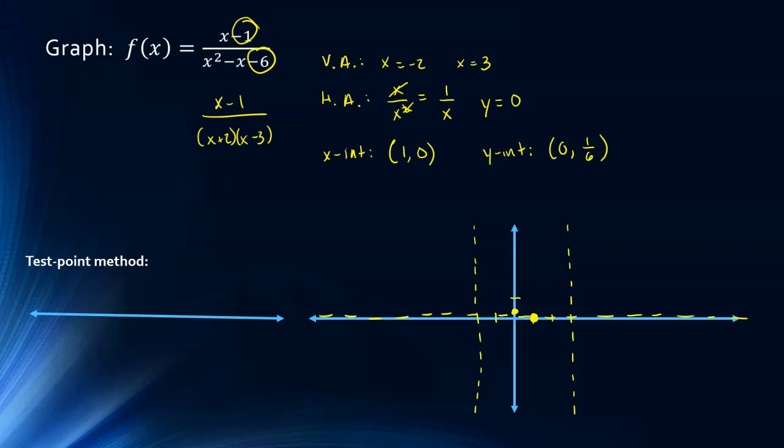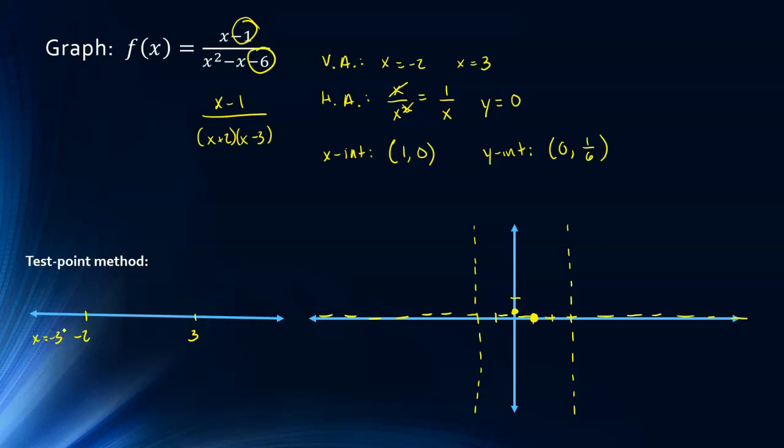All right, so now let's sketch this graph. So the first thing we need to do is we need to figure out where is the graph positive, where is the graph negative. So we're going to use a test point method. So we did this earlier in the chapter. So remember, we have our vertical asymptotes at -2 and at +3. So let's test with a number like -3.